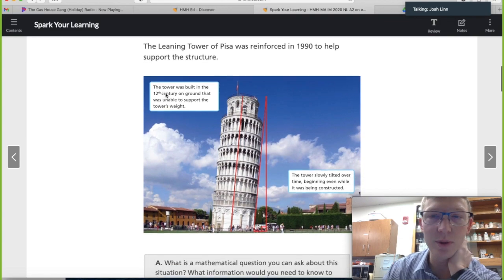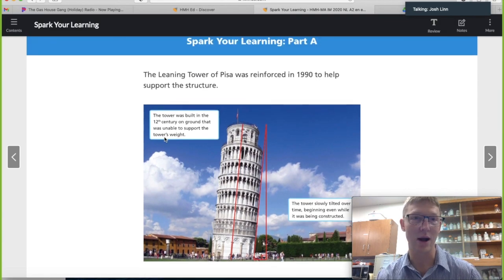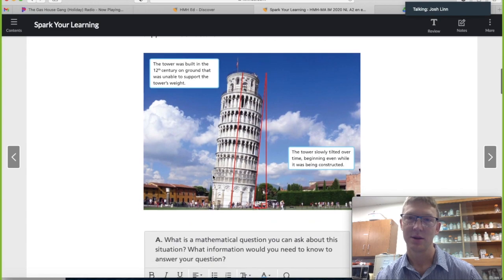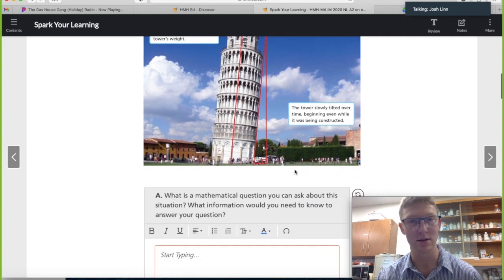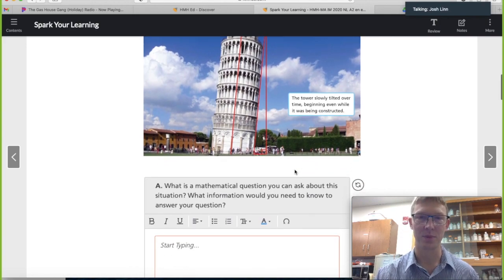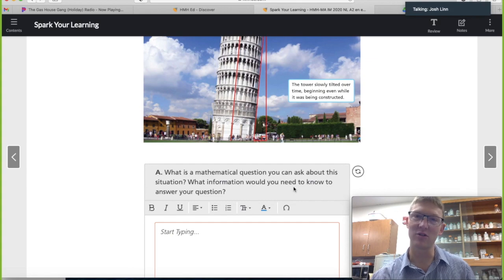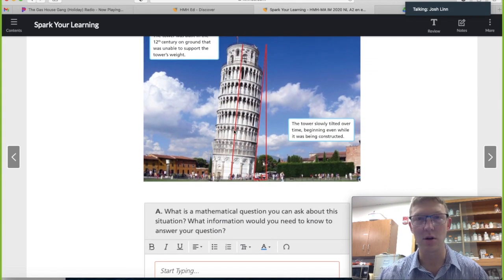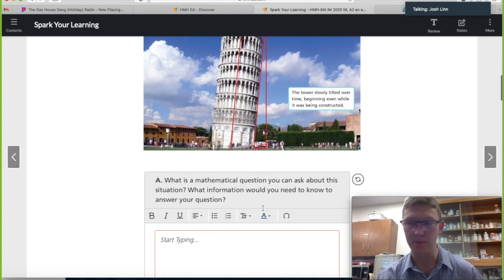Hey, look, it's the Leaning Tower of Pisa. The tower was built in the 12th century on ground that was unable to support the tower's weight. The tower slowly tilted over time, beginning even when it was being constructed. But they didn't want to stop. What mathematical questions can you ask about the situation? How tall is it this way? What is the angle right there? This would be the actual height above the Earth's surface. Is it still tilting? This angle would probably really be important to know so we could track that.